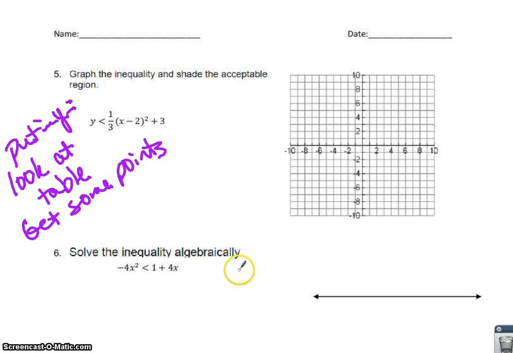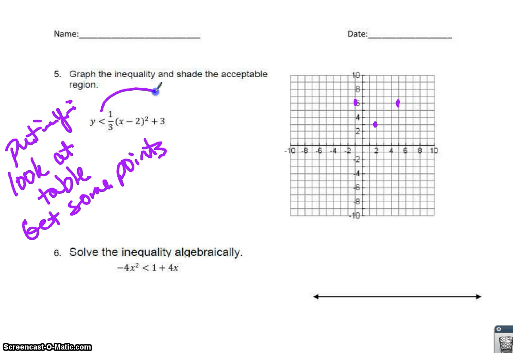So I went to y equal and I put it in just like it looks. I didn't worry about distributing or anything. And 2, 3 was a good point. So over 2, up 3. Negative 1, 6 was a good point. So left 1 and up 6. And then 5, 6 was a good point. So I used the points from my table.